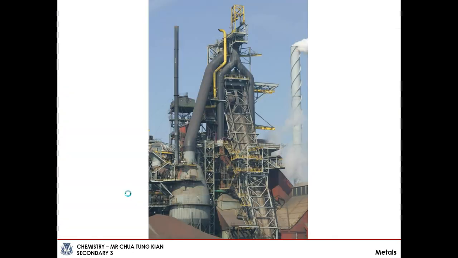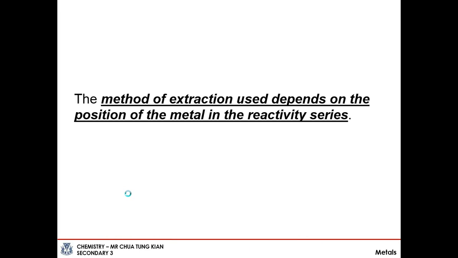This is a picture of an iron refining plant. We will cover more on this later. So the method of extraction of the metal depends on its position in the reactivity series. If you recall earlier, if I have potassium and I have gold, gold is so unreactive that in nature it exists by itself. So to extract the gold, it's very simple. We just have to dig it out from the ground, and we get the gold already.